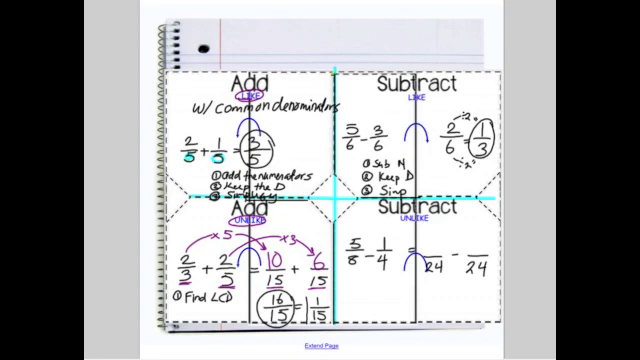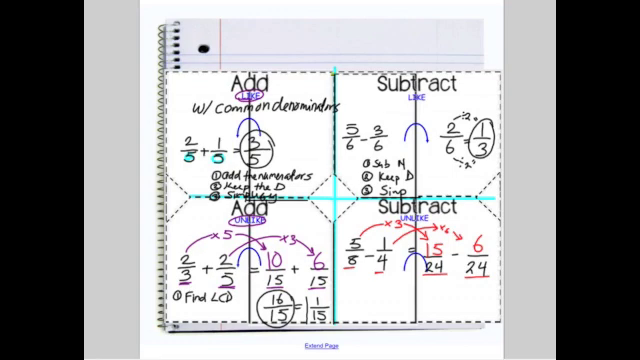8 times 3 equals 24. So we're going to multiply that 5 by 3 to get my new numerator, which is 15. And 4 times 6 equals 24. So I'm going to multiply my numerator times 6 to get my new numerator. 1 times 6 is 6.